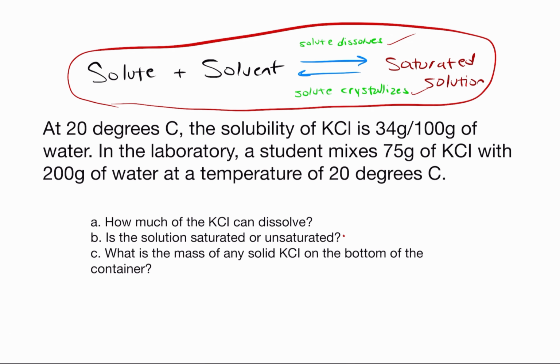All right, so let's get right into the word problem. It says at 20 degrees Celsius, the solubility of potassium chloride is 34 grams over 100 grams of water.